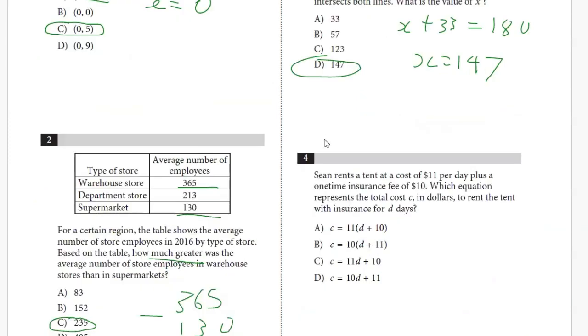Okay. Sean rents a tent at a cost of $11 per day, plus a one-time insurance fee of $10. Which equation represents the total cost C in dollars to rent the tent with insurance for D days? So C is equal to, since it's $11 per day, we need to multiply by D. And then we have a one-time insurance fee of $10. So it's 11D plus 10. So the correct answer choice here is C.